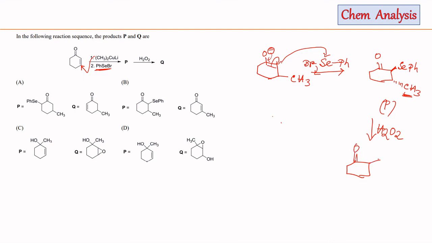In the second step, in the oxidizing condition, H2O2 will oxidize this selenium center, and it will form a selenium oxide bond. Here will be selenium plus, O minus, that is methyl. I am writing it considering the stereochemistry of the selenium center and methyl center. It will help you to understand it in a better way.